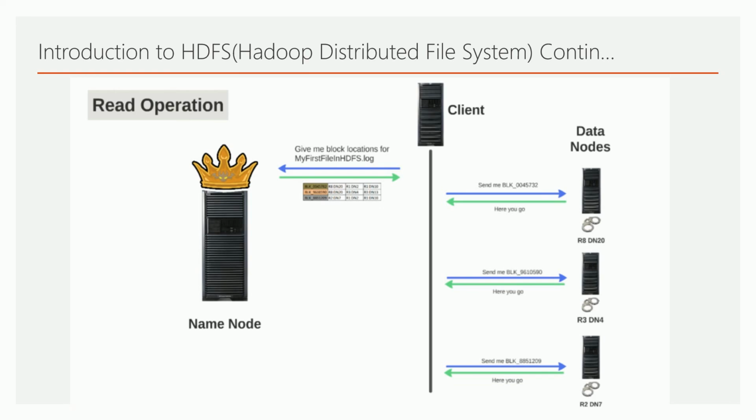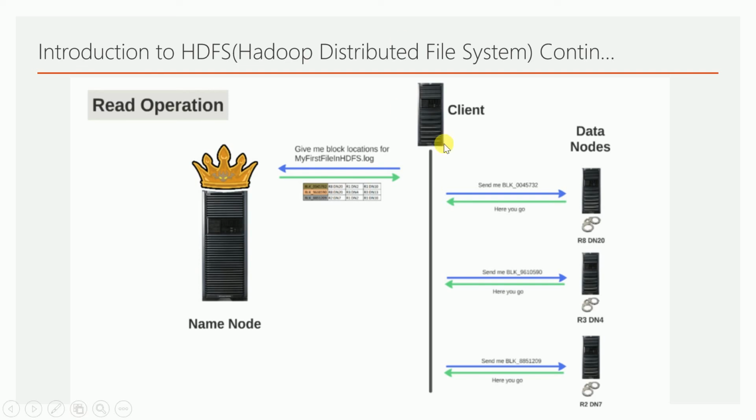So for each block, it will give you the other copies of the block information also. For example, for block 1, it will give where the block will be stored on 3 nodes. It will give 3 node information.